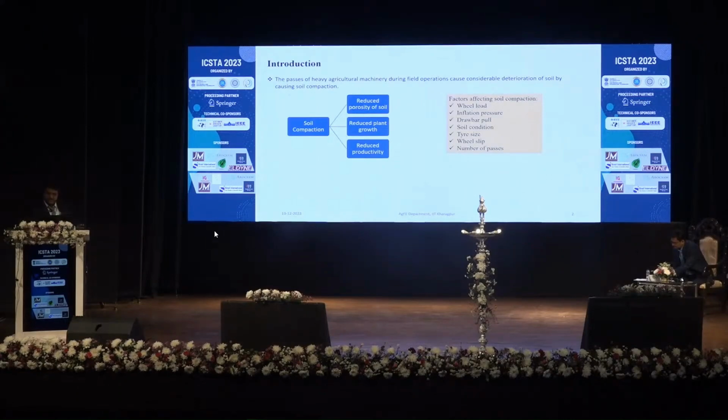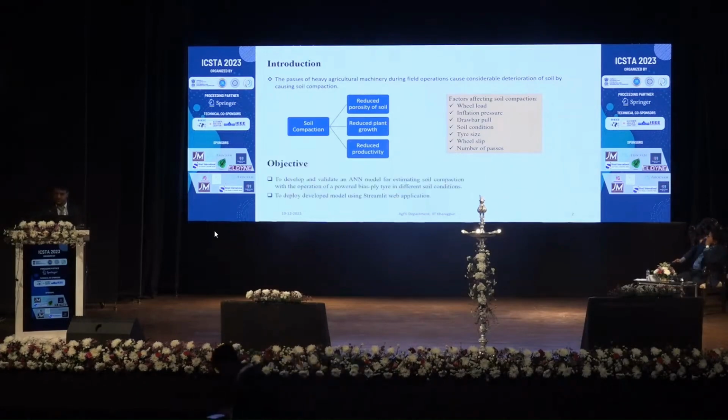The factors affecting soil compaction are wheel load, inflation pressure, drawbar pull, soil condition, tire size, wheel slip, and number of passes of the tire. Keeping these points in mind, this study proposes the following objectives: first, to develop and validate an ANN model for estimating soil compaction with the operation of a powered bias-ply tire in different soil conditions, and second, to deploy this developed model using the Streamlit web application.